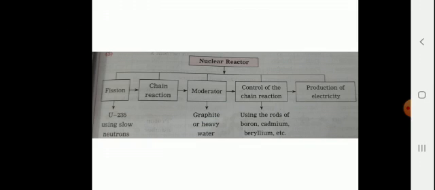Then we have seen the working of nuclear reactor. Nuclear reactor works on the principle of controlled fission reactions. In a nuclear reactor, the nuclear energy in atom is released by bringing about nuclear reactions on the nuclear fuel.